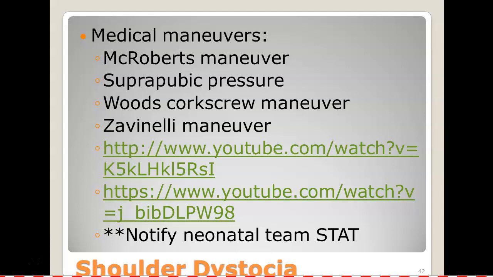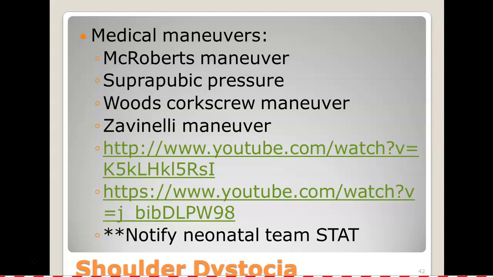Another maneuver is called the Woods corkscrew maneuver. This is when the physician would turn the anterior shoulder to the posterior and then vice versa. So you're kind of trying to maneuver it from the fetal end. And then another maneuver is the Zavanelli maneuver, where we actually will have the physician try to push the head back up into the uterus in order for us to do a cesarean section.